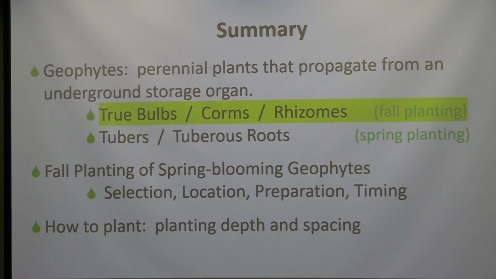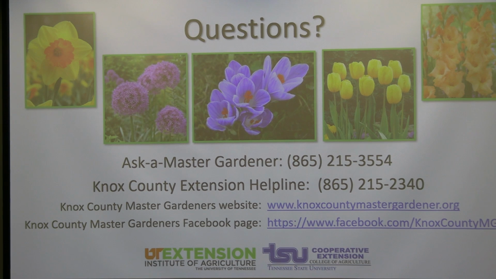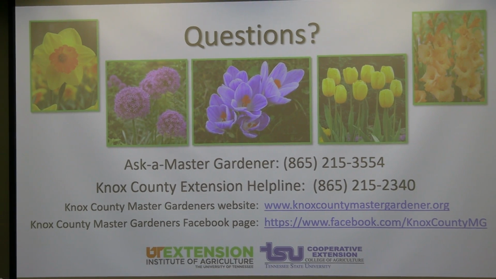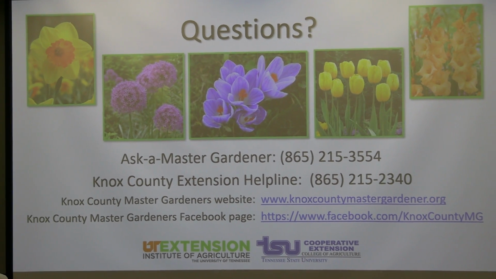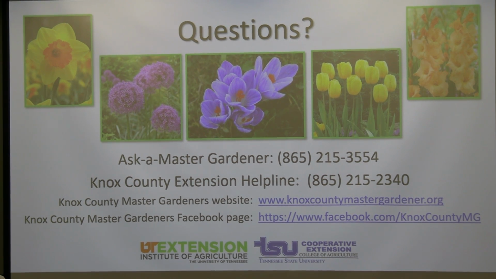And I think that as you go through it, there's lots of information out there, so you can look at that. I've given you 2 websites on the back, but then as you get into it and you have more questions, you can always call Ask a Master Gardener, which is also on the back of your handout, or you can call the Knox County Extension Helpline and they'll give you some more information.